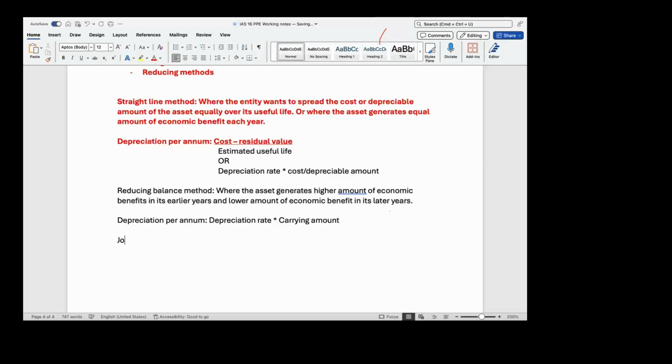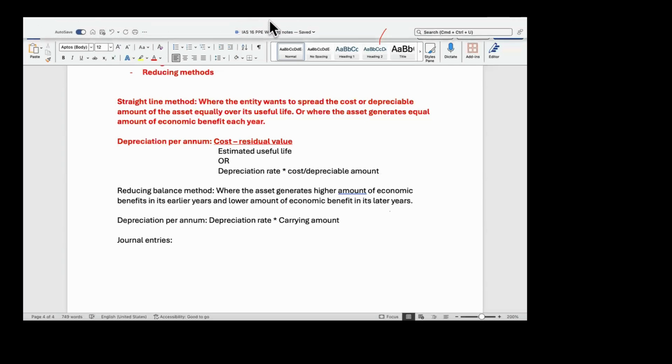Now, when you determine your depreciation every year, how do you pass it in your books? What's the double entry for depreciation for each year? Let me open the floor a little bit. Let me just hear your voice for 1 or 2 minutes. Who can tell us what's the double entry for depreciation?